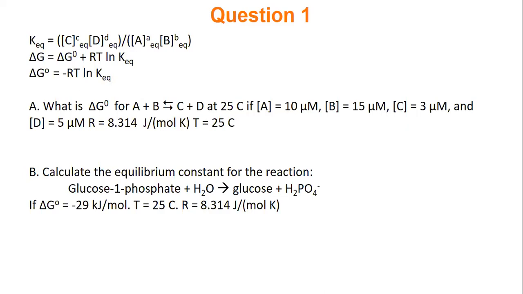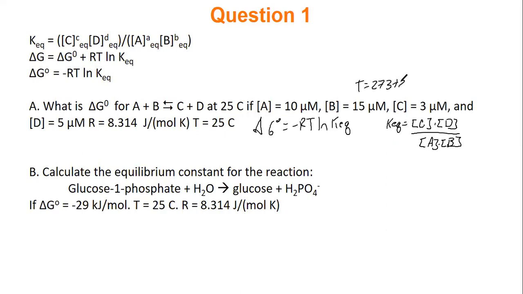So let's take a look at A here. So get my pen back out. Delta G naught equals minus RT ln KQ. So KQ equals concentration of C multiplied by the concentration of D divided by concentration of A multiplied by the concentration of B. Temperature, we need that in Kelvin. So T equals 273 plus 25 equals 298. Gas constant is a given.